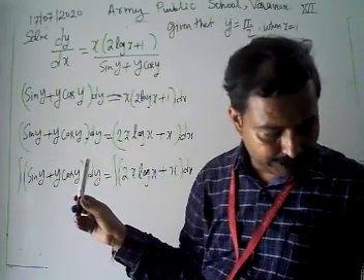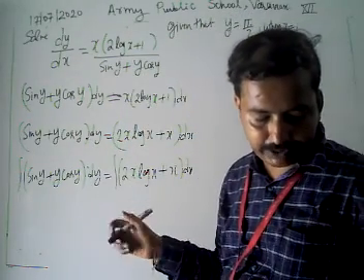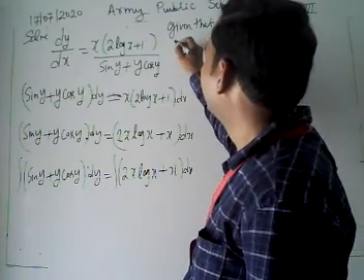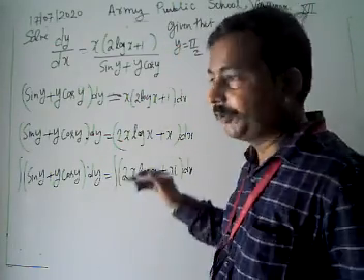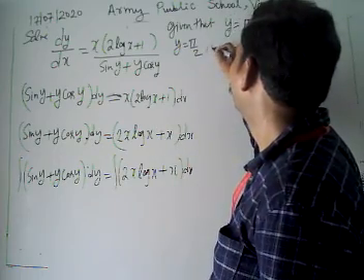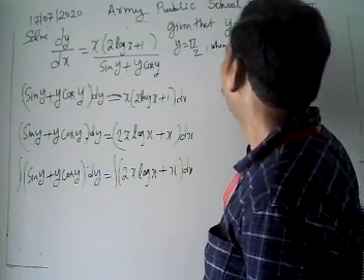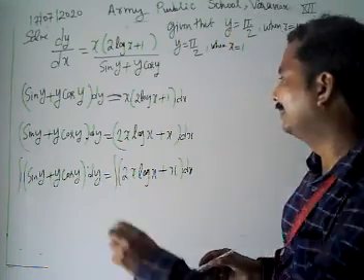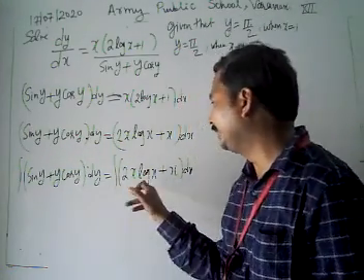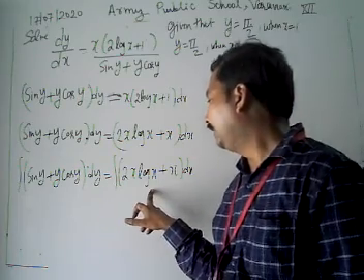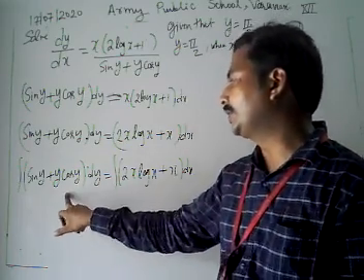But also look, in the given problem we have a condition: y is equal to pi by 2 when x is equal to 1. We have also been given this condition. Then we have to use integration by parts here, and integration by parts here as well.